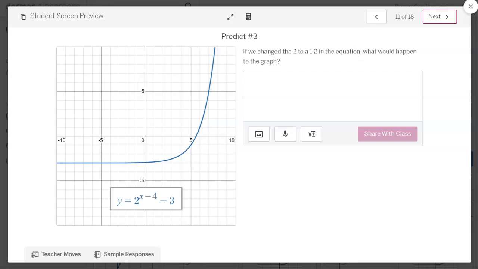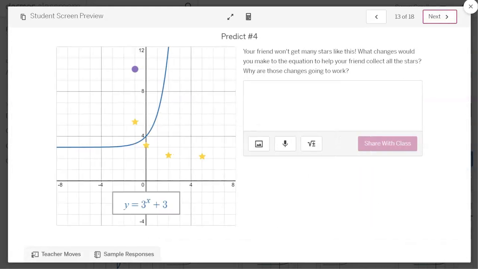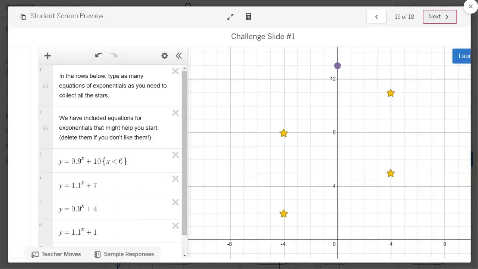Well, your growth factor is 2, so growth factor 1.2, what does that mean? And then here, they're going to do it. Change the 2 to a 1.2. And then here, what could your friend change to make this work? What do you suggest? And why are your changes a good strategy? Explain that. And then you're going to practice using your own advice on screen 14.